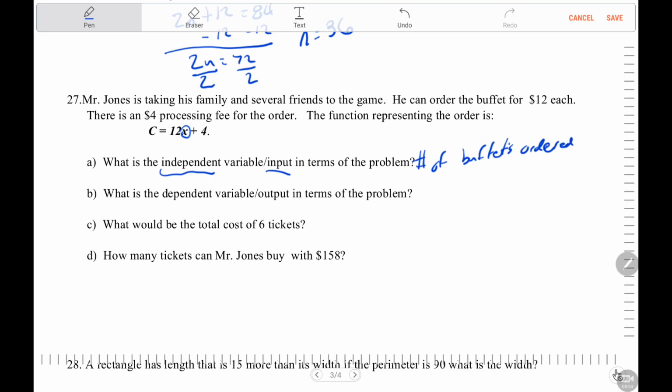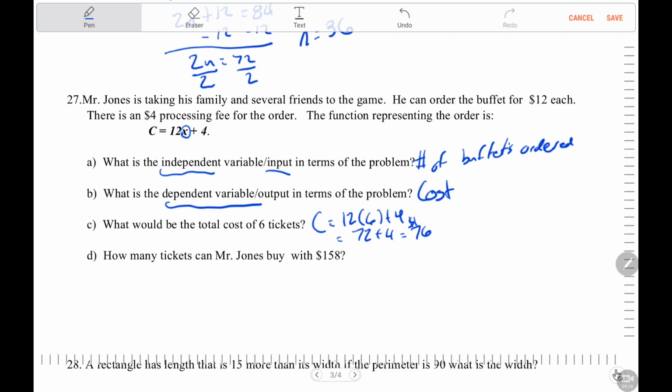Okay, because you're inputting that, and that's going to change the dependent variable, which is the cost of all of it, the C. What would be the total cost of 6 tickets? Well, cost equals 12 times 6 plus 4, which equals 72 plus 4, which would be $76.